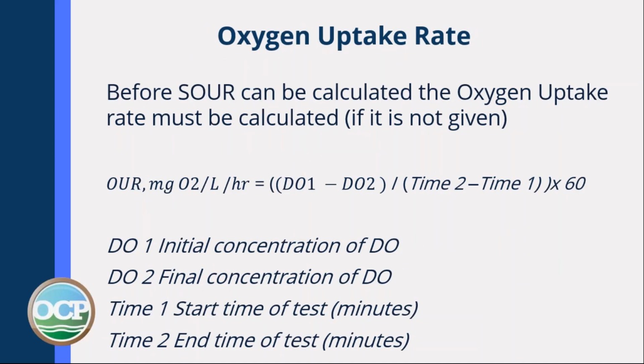You have to calculate your oxygen uptake rate before the SOUR can be calculated. The formula is there. The oxygen uptake rate in milligrams of oxygen per liter per hour is the DO at the start of the test, or DO1, minus DO2, which is the final concentration of DO, divided by time 2, the time at the end of the test, minus time 1, the time at the start of the test. You do all of that first, then you multiply it by 60 to convert it from minutes to hours.